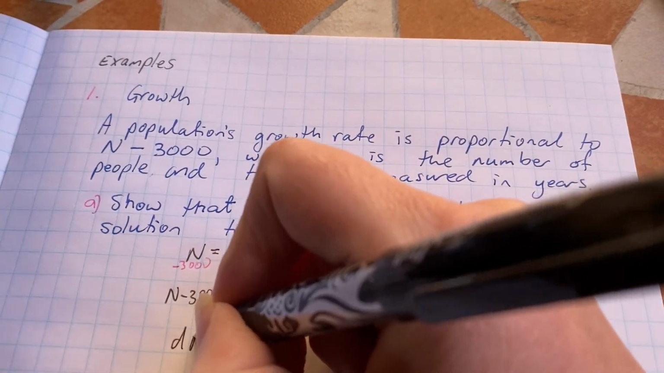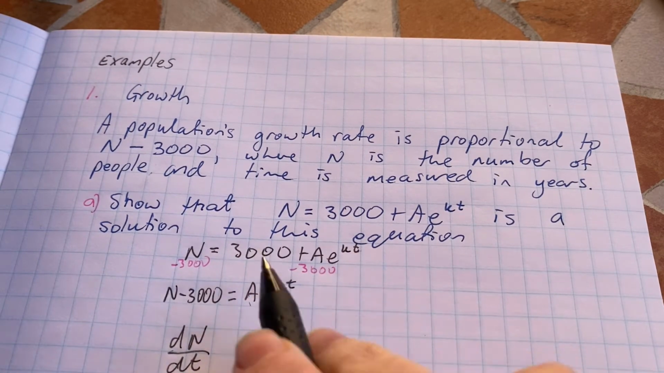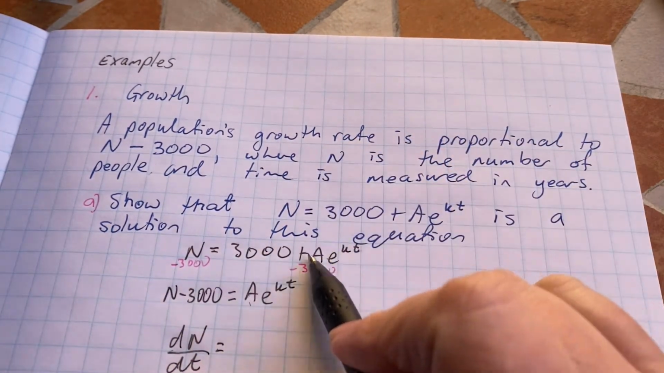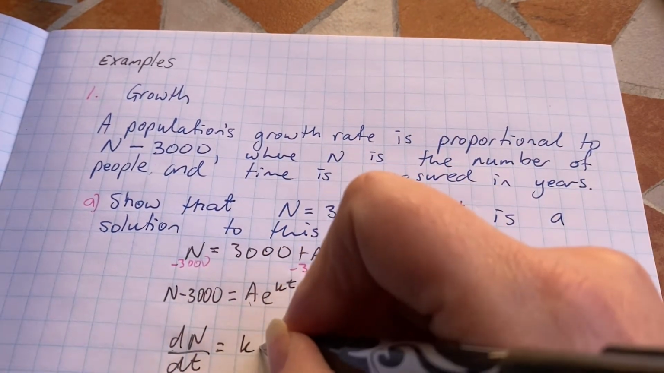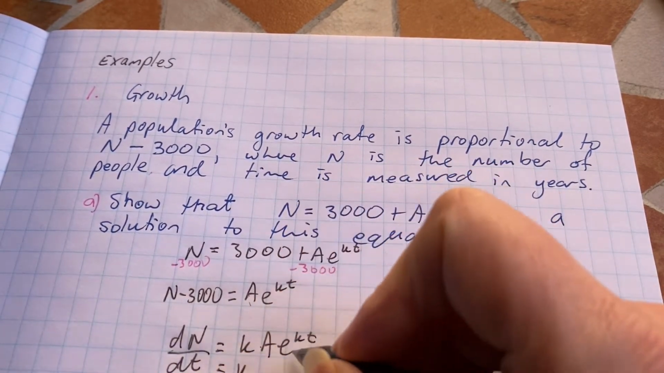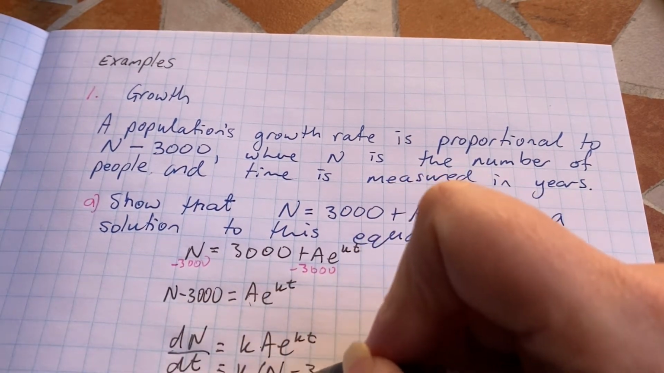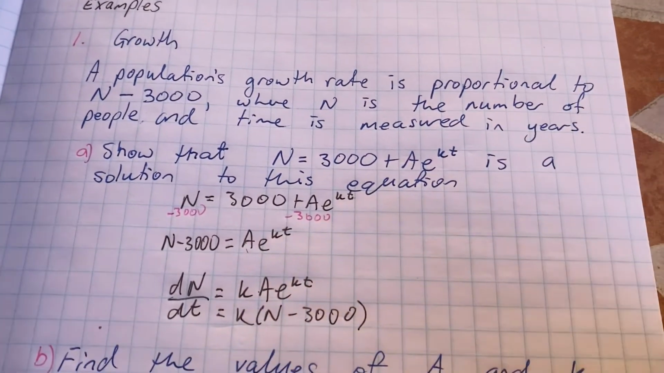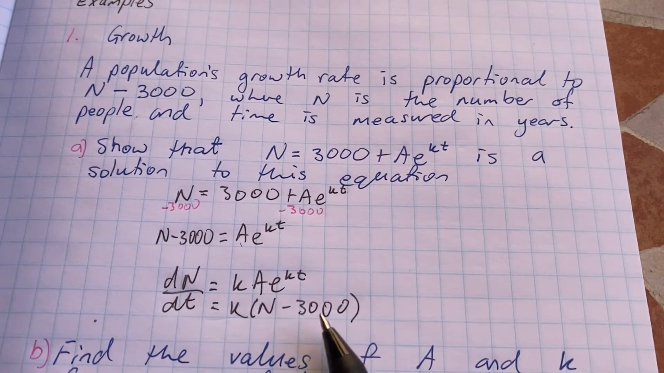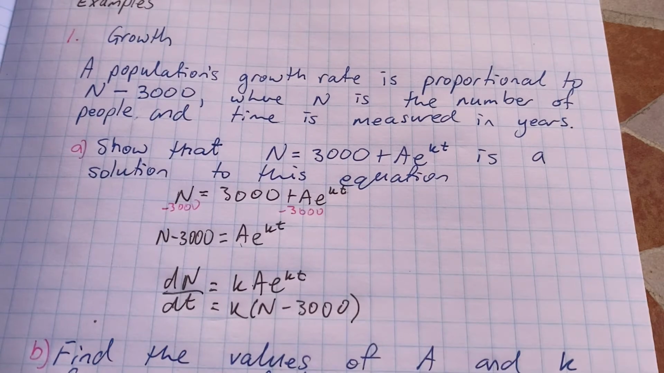So let's look at the derivative. dn/dt, just looking at this line here, 3,000 becomes 0. Ae^(kt), we times by the k, so it's kAe^(kt). And of course, Ae^(kt), we've seen right here, is n minus 3,000. So sure enough, it is a solution to this particular situation.